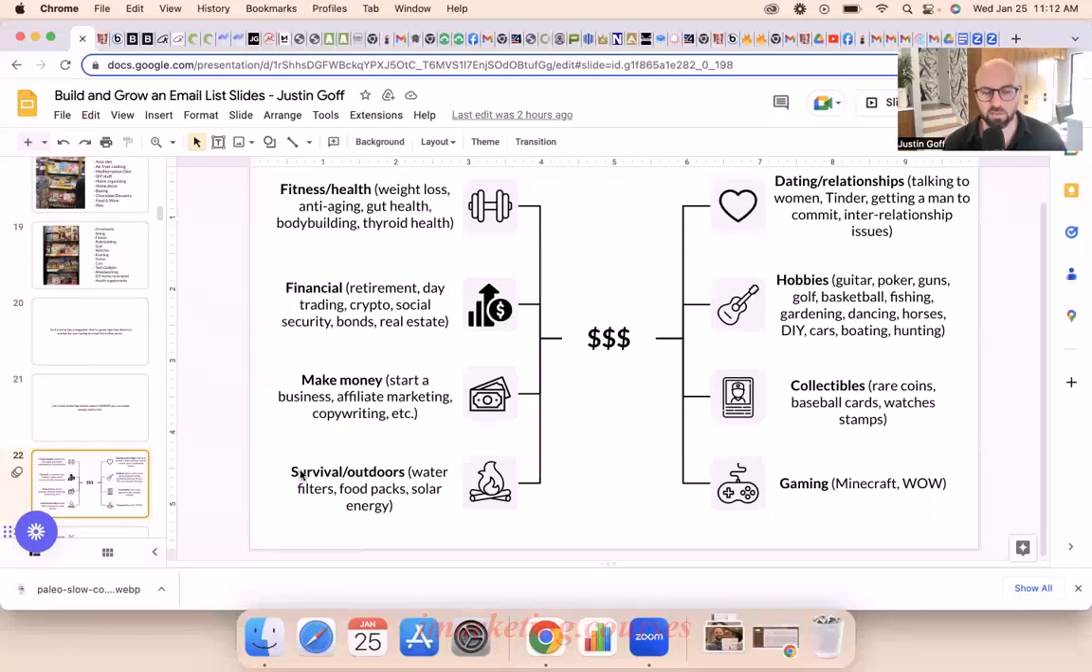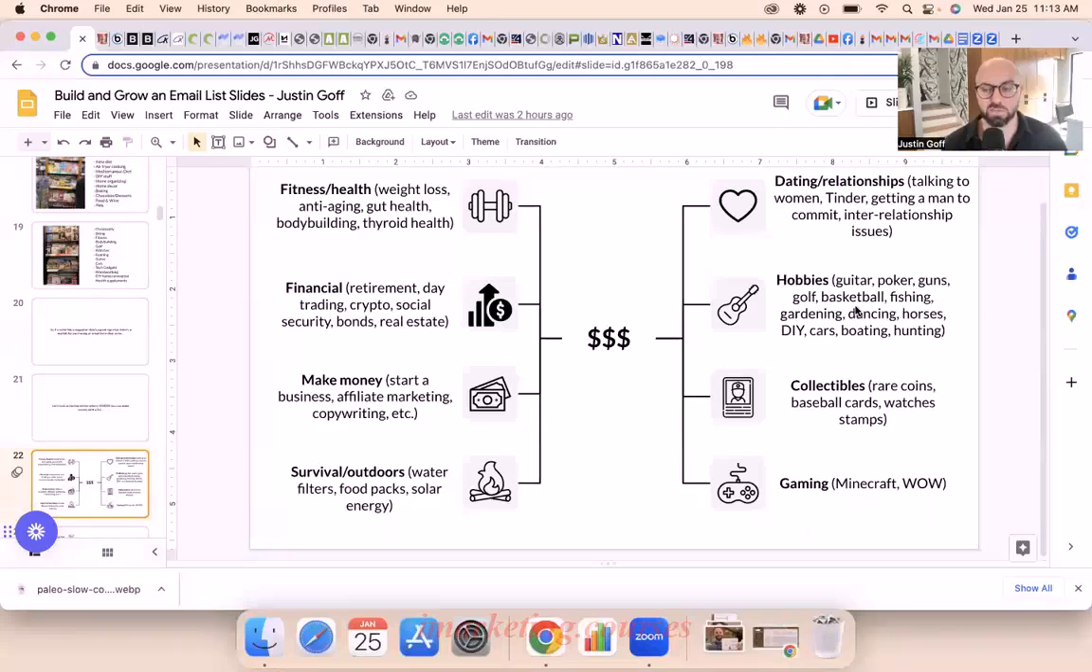Survival and outdoors is a massive, massive niche. Water filters, food packs, solar energy. Dating and relationships, there's two sides of this. You got the men's side and the women's side. They have pretty different appeals going on. So things like meeting women, using Tinder, how to get a man to commit, in-relationship issues, stuff like that. Very big niche.